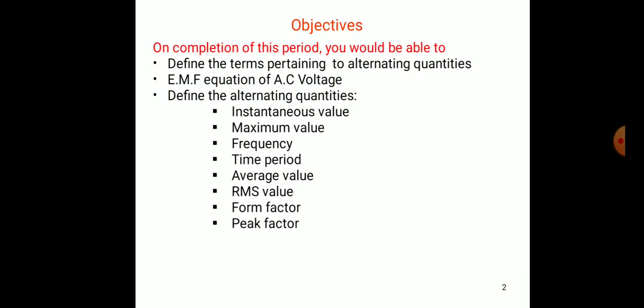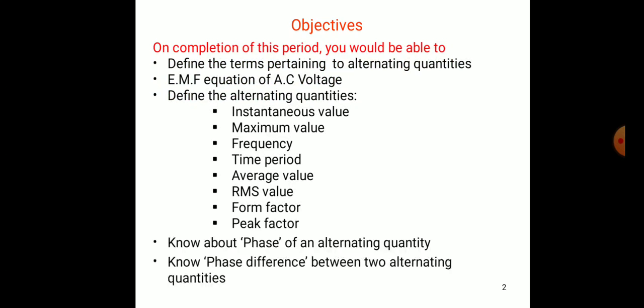What are the objectives of this topic? In this topic, we are going to discuss terms pertaining to alternating quantities. Alternating quantities, which change the phase or change the positive side and negative side, are called alternating quantities. E.M.F equation of AC voltage.